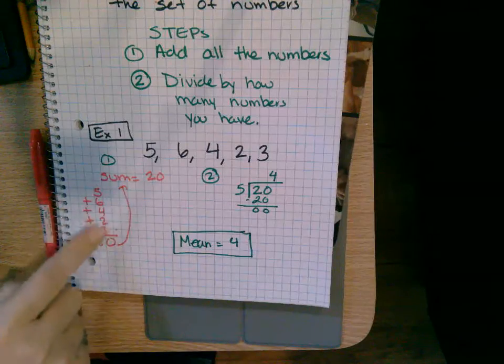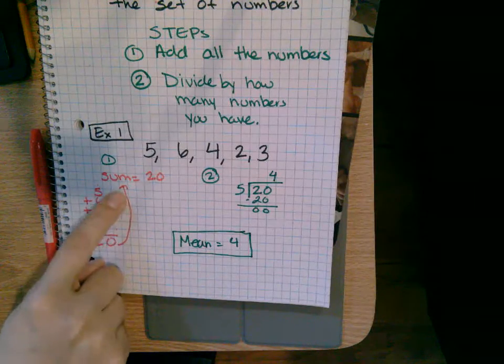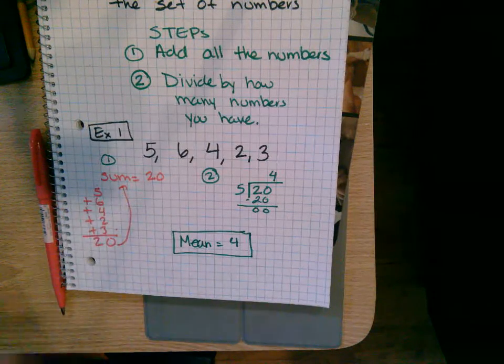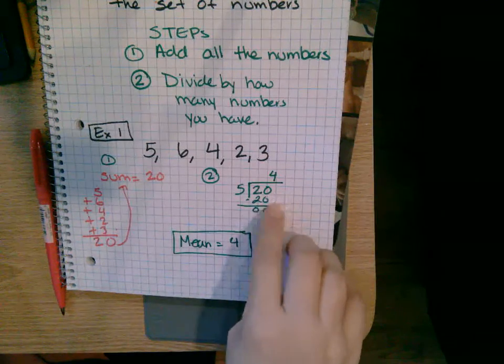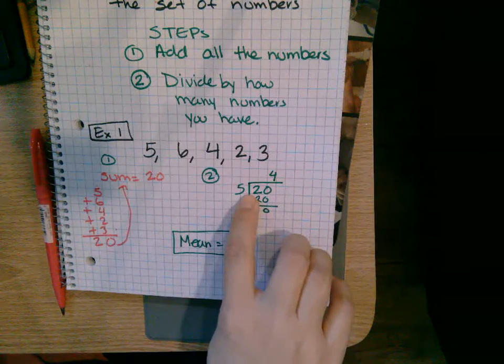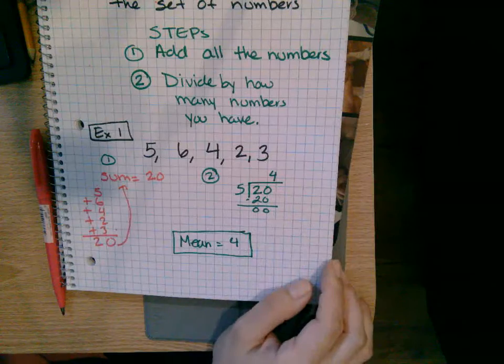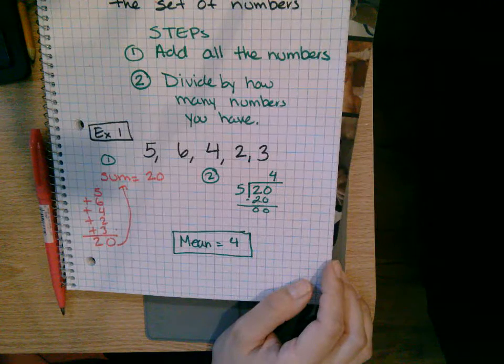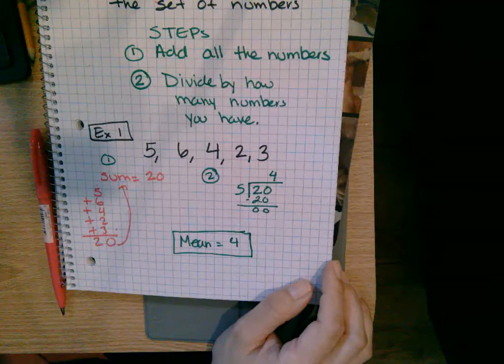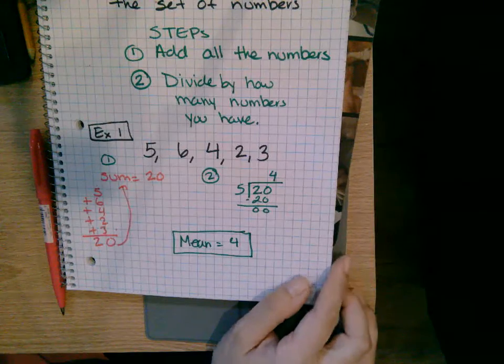So what's our first step? Add all the numbers. That's called your sum. What's the second step? To divide by how many numbers you have. We had 5 numbers, so we divided by 5, and our answer is 4. Any questions? Okay, let's try doing one more problem like this.